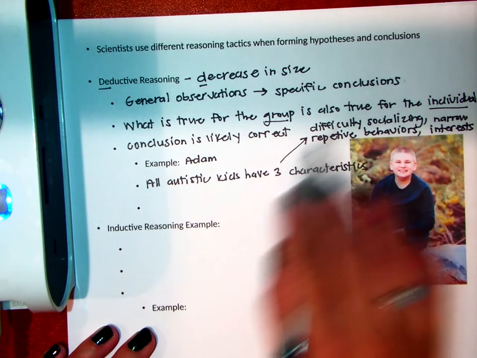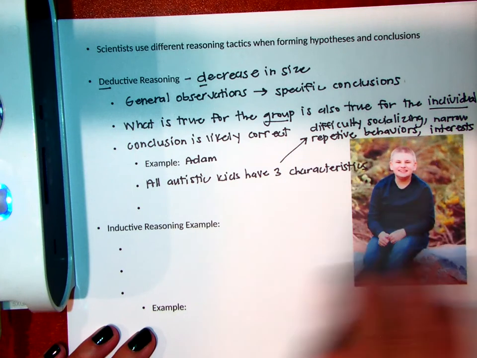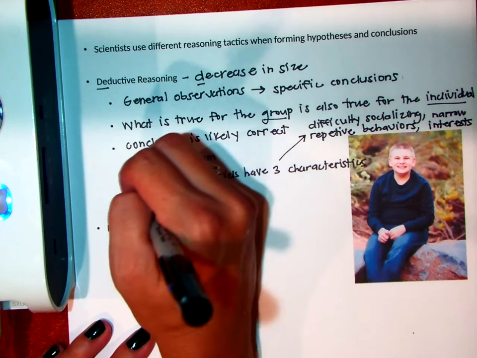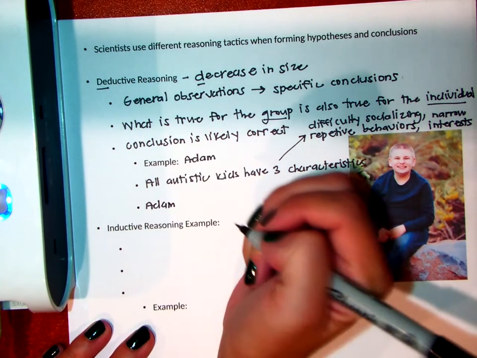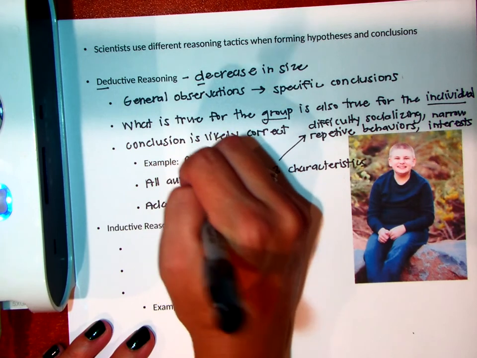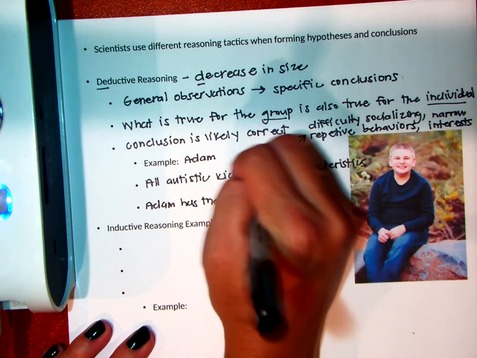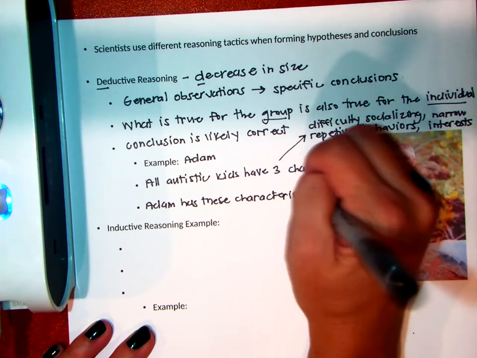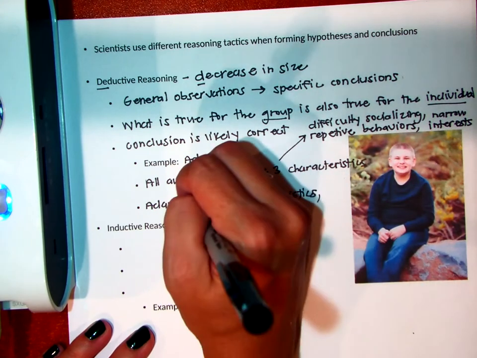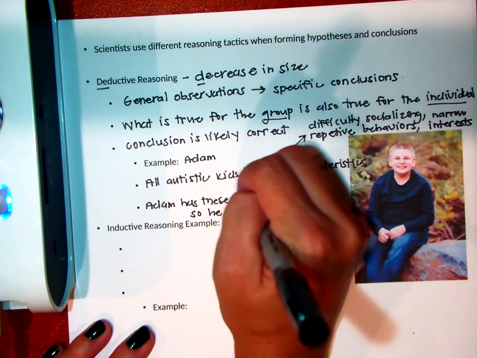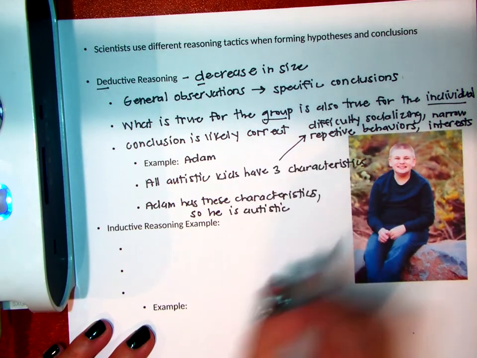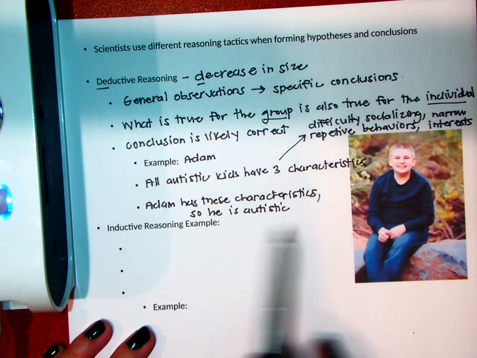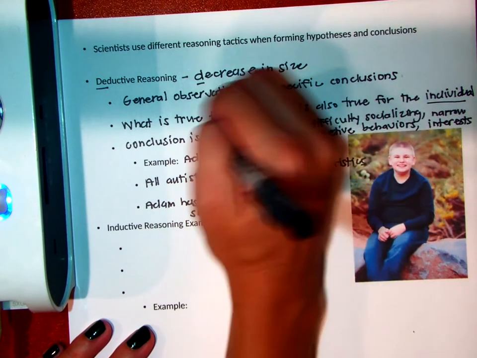So we're making a general observation here that all autistic kids have at least these three characteristics. And using deductive reasoning, we can say by observing Adam that Adam has these characteristics. Therefore, he is autistic. So again, you're decreasing in size, deductive reasoning, from general observations to specific conclusions, and they are likely correct.